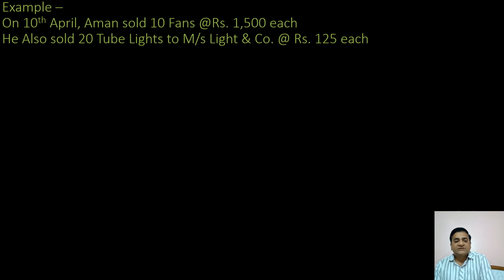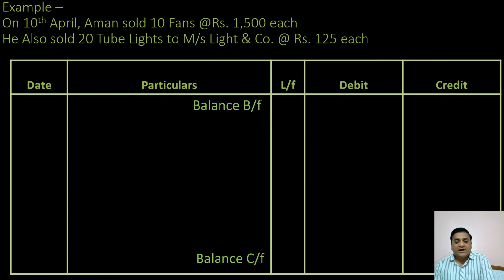The next transaction is again selling of 10 fans at 1500 each and selling 20 tube lights at 125 each. Again, this would be the format for the journal entry, and I would say 45,000 is the balance carried forward from the last page. Then I need to make the entries for this date, which is 10th of April. I would say 10th April here. On 10th April, sold 10 fans at 1500 each, which means what are the two accounts involved here?